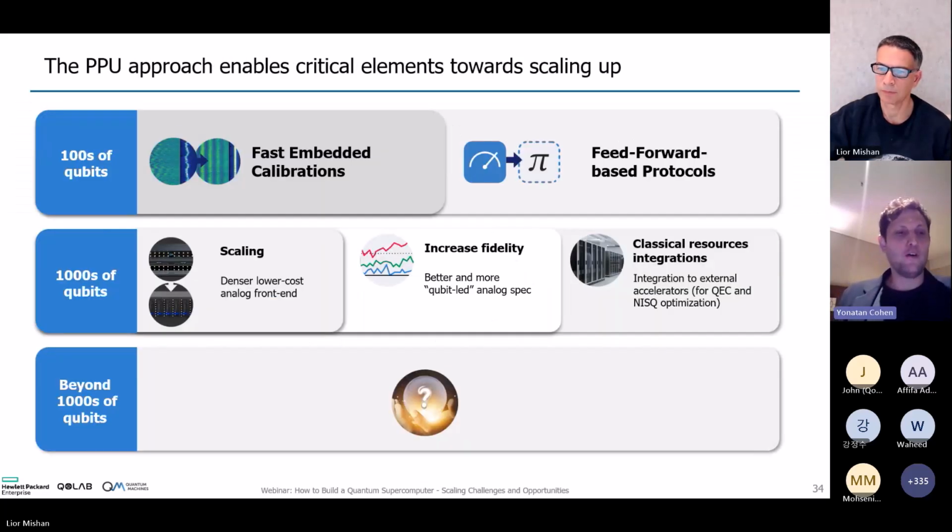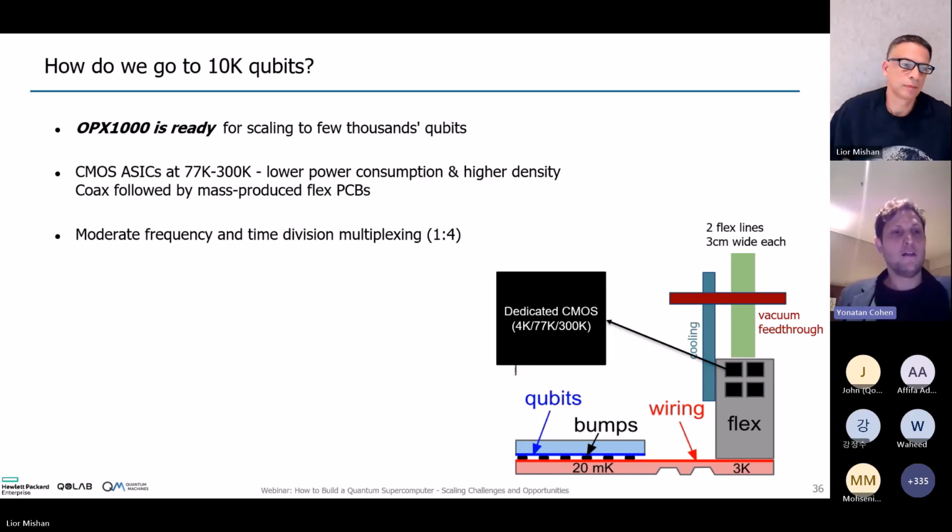All right, but how do we go now from 1,000 qubits beyond? We want to go to 10,000, 100,000 qubits, and even more. So here, it's a question mark. We have to be also very honest and realize that some of the questions are still very open. So here we just wanted to share with you some of our thoughts.